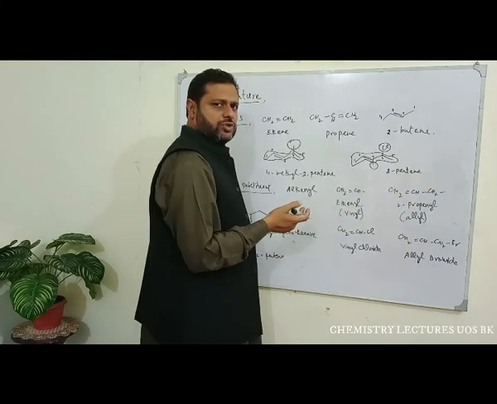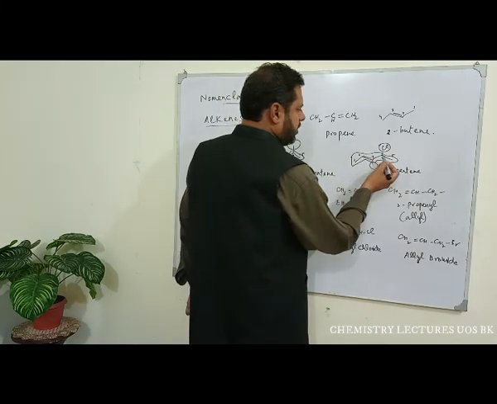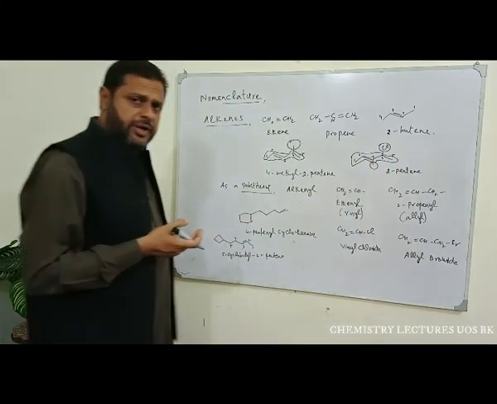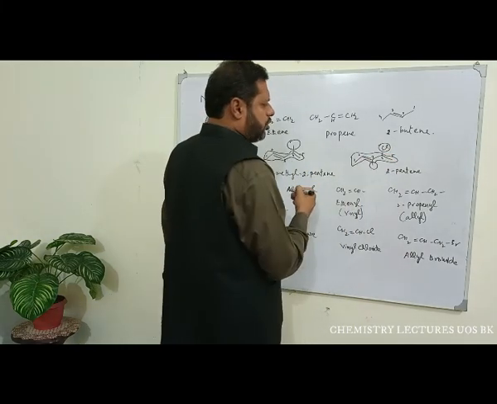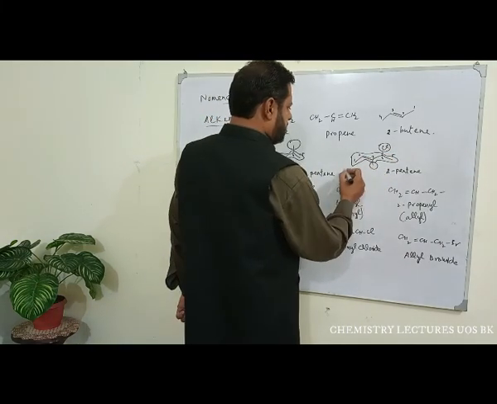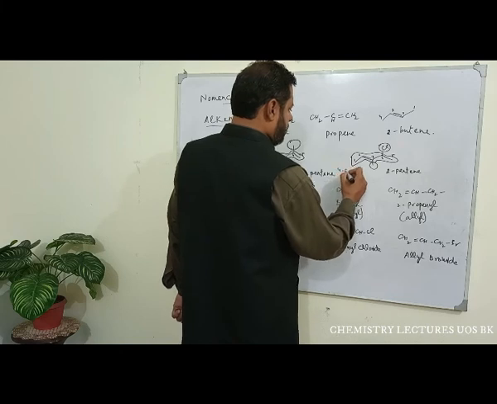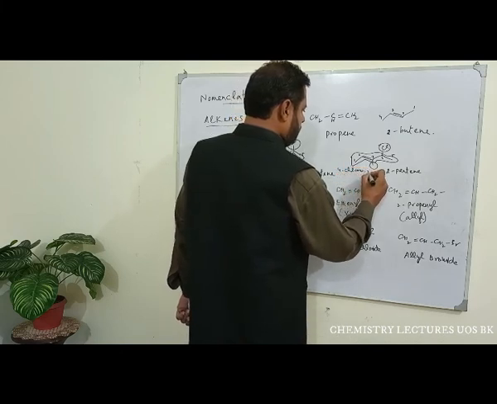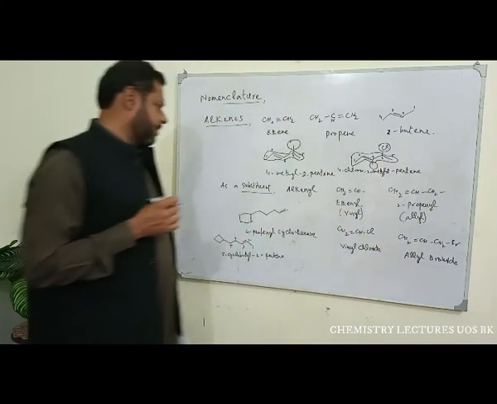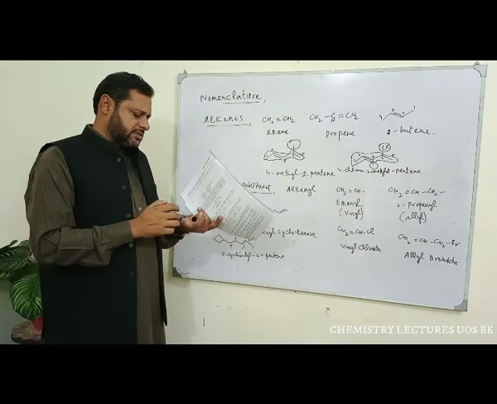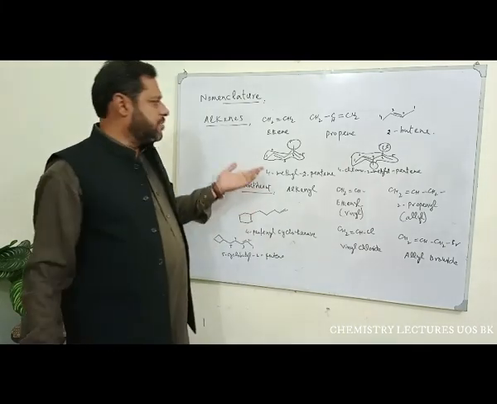Now we have 2 substituents, one at position 3 and one at position 4. We have to see which one is alphabetically first. We have methyl and we have chloro. Because chloro is first, it will be written first. It will be 4-chloro-3-methyl-2-pentene. So it is the case. You can see a lot of examples of these alkenes.